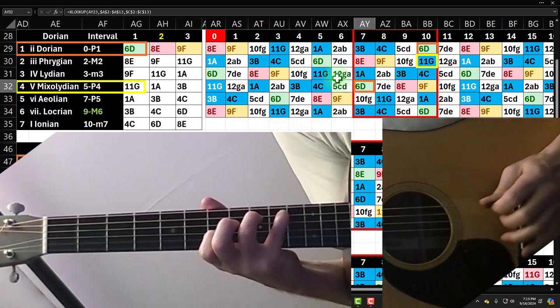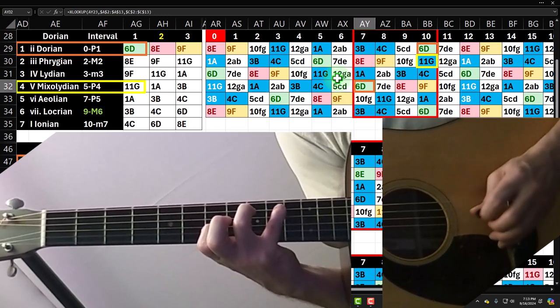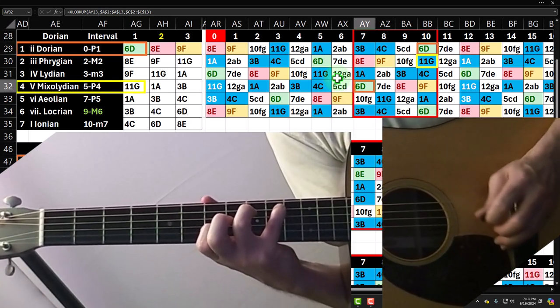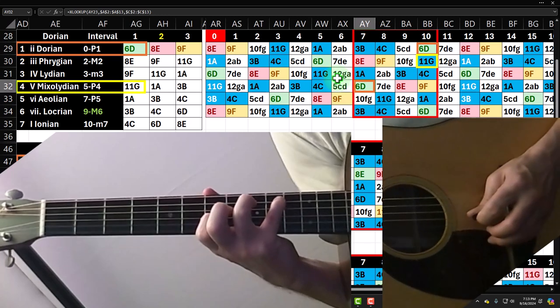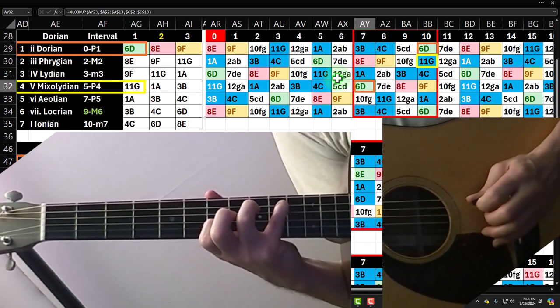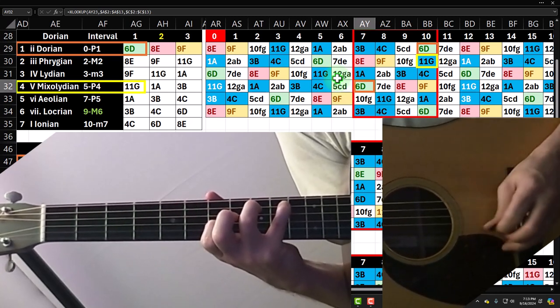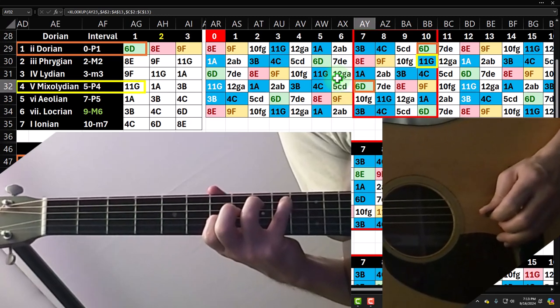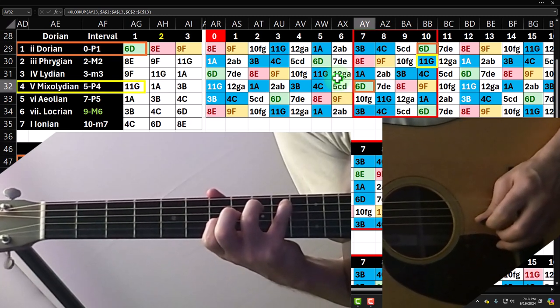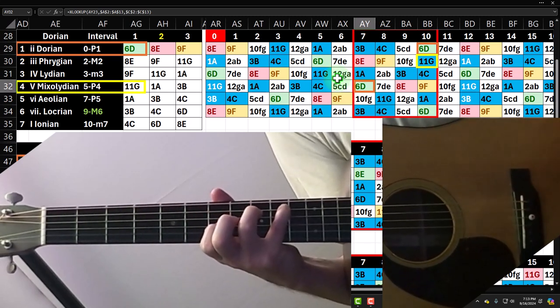So if I measured from the G, that shape should start hopefully looking familiar. If I went this way from the G, it would be a seven note away, perfect fifth. And then if I went from the D to the G, it would be a five note away, perfect fourth.